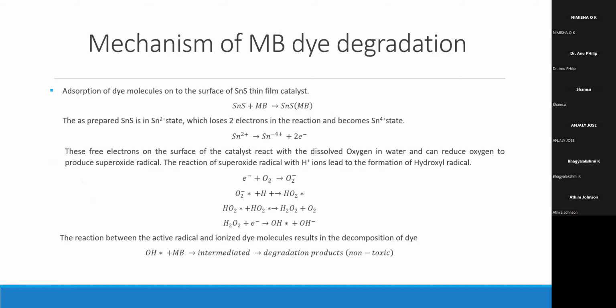This is the proposed dye degradation process. The first step is the adsorption of the dye molecule onto the surface of the thin film catalyst. The Sn is originally in the Sn2+ state, which loses 2 electrons and becomes Sn4+. These electrons migrate to the surface of the catalyst, where they undergo a series of chemical reactions to produce hydroxyl radicals. Hydroxyl radicals are highly reactive. They react with the methylene blue molecule and degrade it into non-toxic or less toxic products. That is the mechanism happening here.